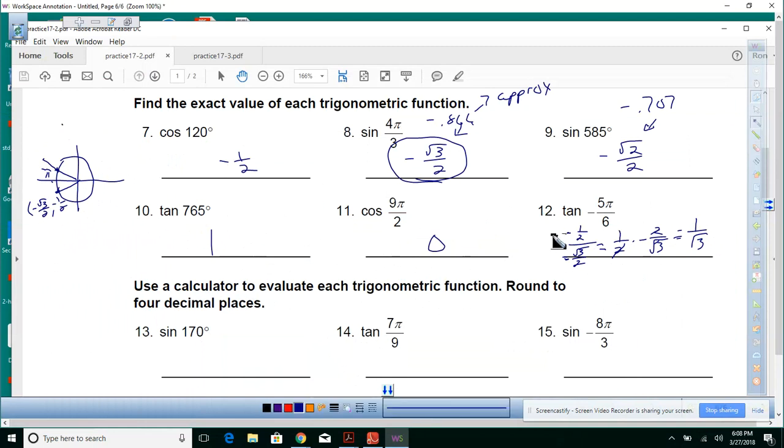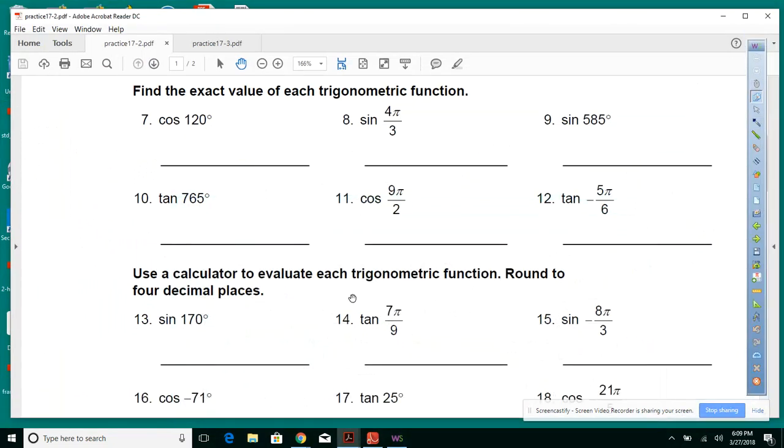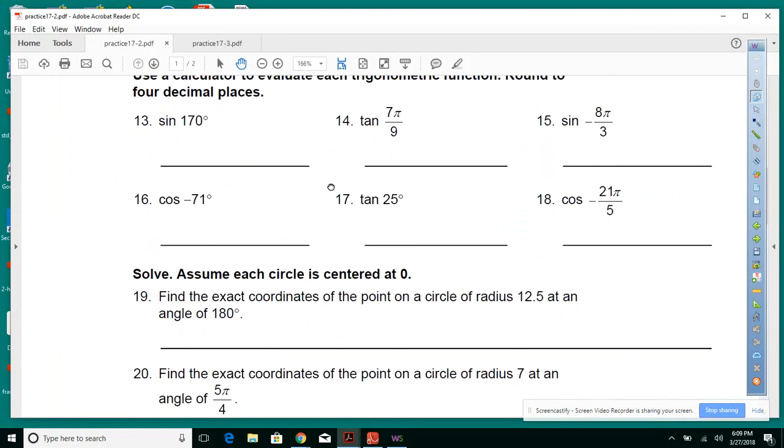All right. Okay, that's right. So that gives you positive, and then times that by the square root of 3 over the square root of 3, and that gives you the square root of 3 over 3, and that's your solution. All right. So that's how we got that. Use a calculator to evaluate each trigonometric function. Round to 4 decimal places.